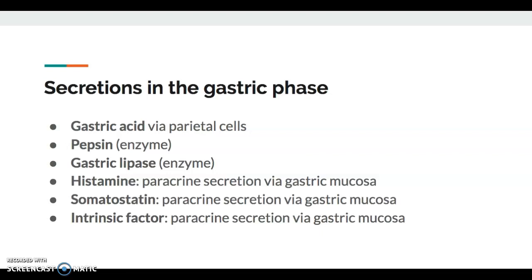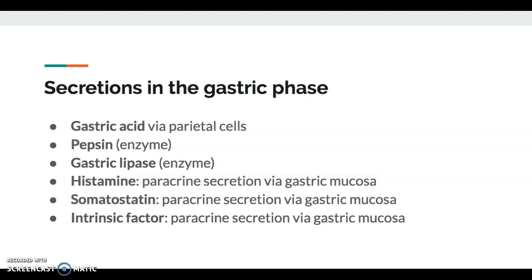The next secretion is gastric lipase, which is also an enzyme. Gastric lipase, just like pepsin, is secreted by chief cells, and the function of gastric lipase is to digest fats. Gastric lipase is also stimulated by the presence of acid. Then we have histamine, which is a paracrine secretion via the gastric mucosa.